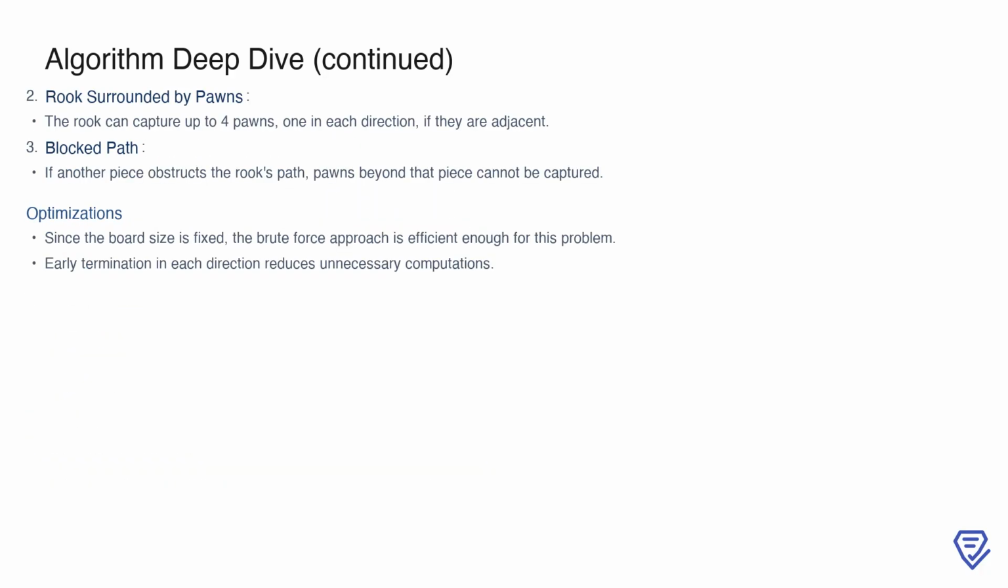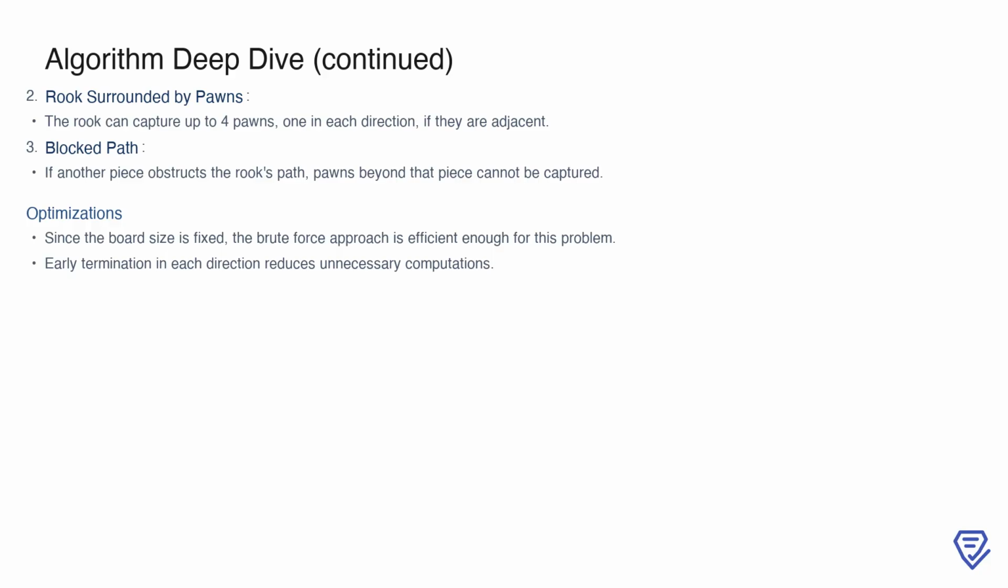Other important scenarios to consider include the rook being surrounded by pawns. In this case, the rook could potentially capture up to 4 pawns, 1 in each direction, if they are adjacent. However, if there is another piece blocking the rook's path, any pawns located beyond that piece cannot be captured. These situations highlight how the rook's movement is restricted by obstacles on the board.